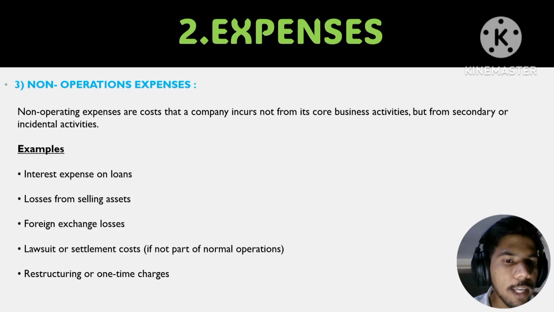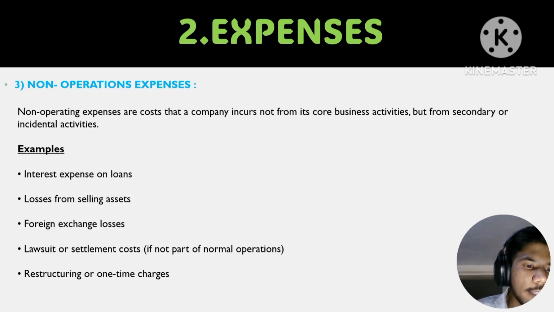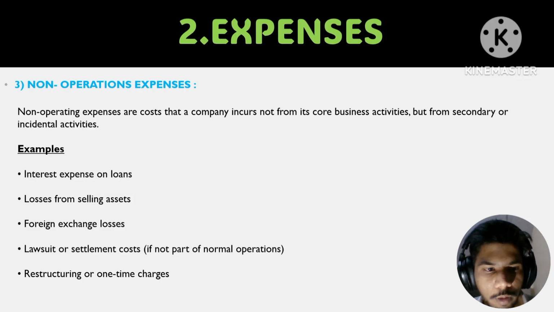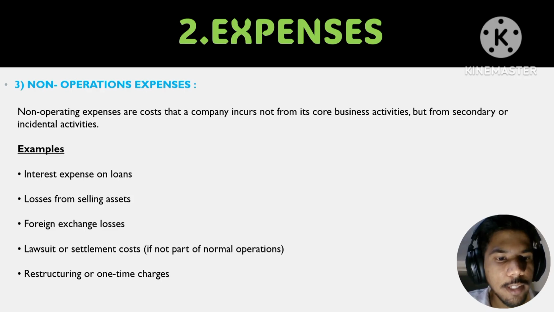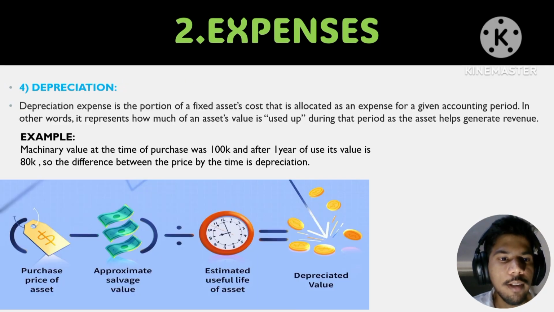Third type of expenses, non-operating expenses. Non-operating expenses are the costs that a company incurs not from its core business activities but from secondary or incidental activities. Examples: interest expenses on loans, losses from selling assets, foreign exchange losses, lawsuit or settlement costs, restructuring or one-time charges. And the last one is depreciation.